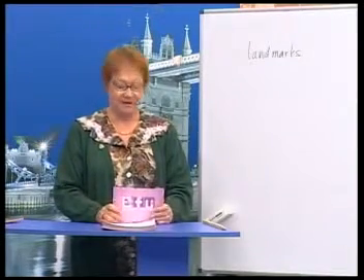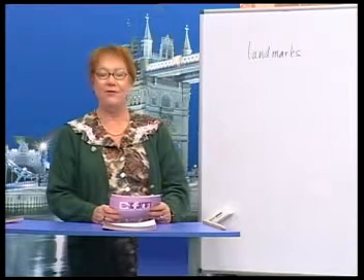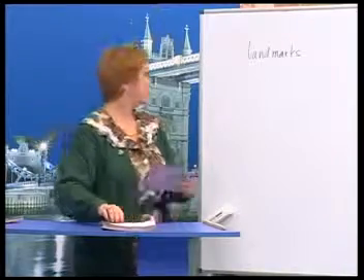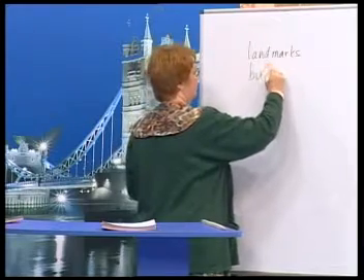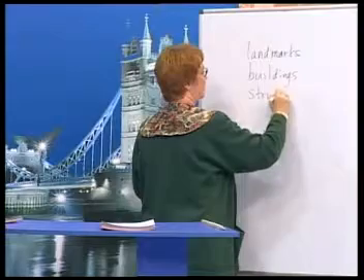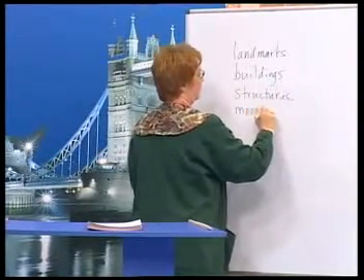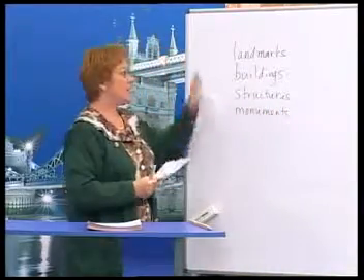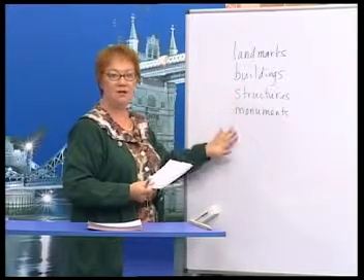Now, some geographic features are not natural. They're made by people. We can call them landmarks, special buildings, structures, or monuments. So these are landmarks built by people: buildings, structures, and monuments.